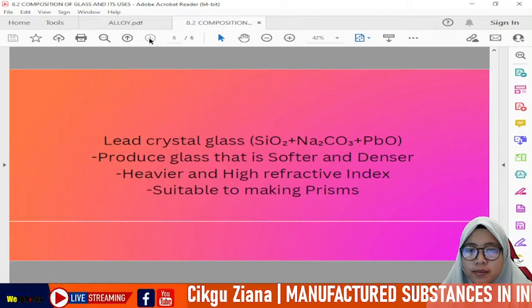For the last glass, lead crystal glass, SiO2 plus Na2CO3 plus PbO. Produces glass that is softer and denser, heavier, and has a high refractive index, suitable for making prisms. Okay, that's all.